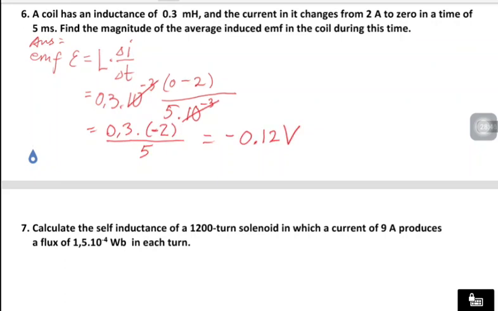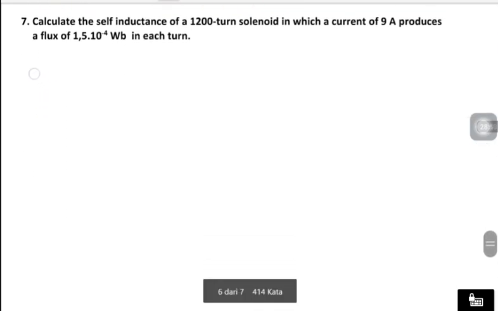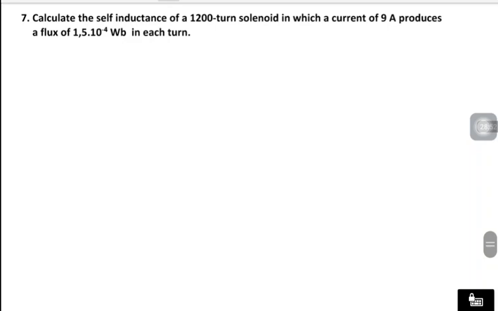Next, number 7. Calculate the self-inductance of a 1200 turn solenoid in which a current of 9 ampere produces a flux of 1.5 times 10 to the minus 4 power Weber in each turn.